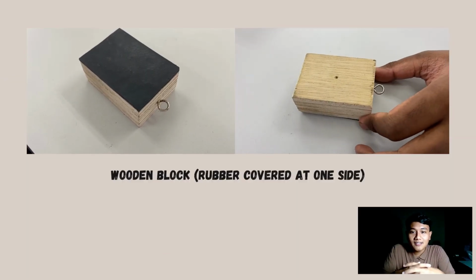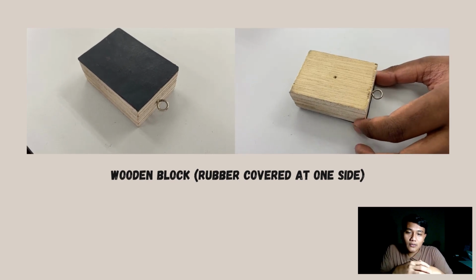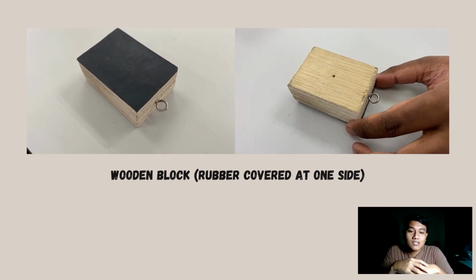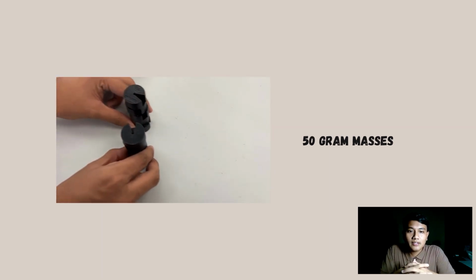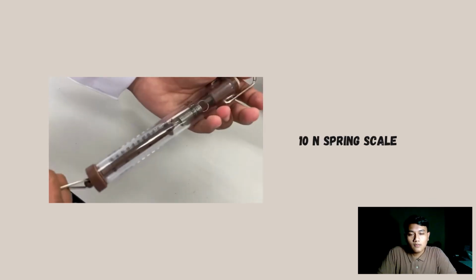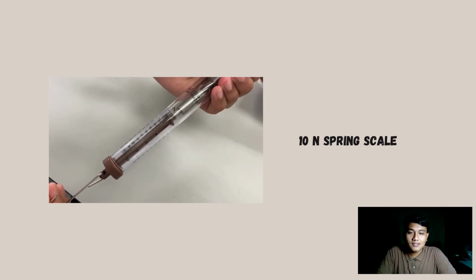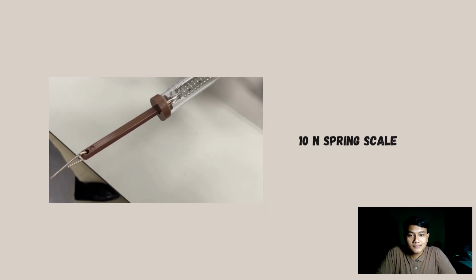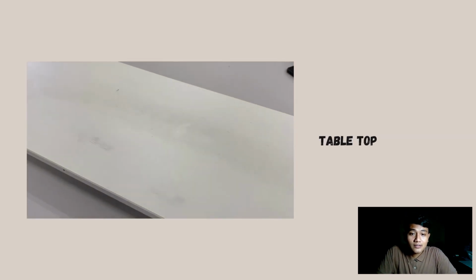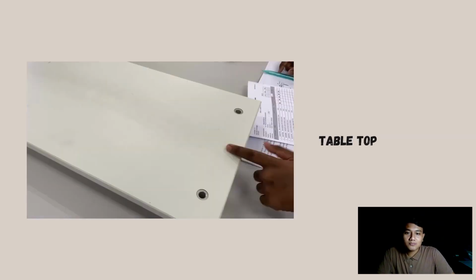For apparatus, this is a wooden block with rubber cover at one side. For the second apparatus, this is a 50-gram mass. For the third apparatus, this is a 10 Newton spring scale. And for the last one, this is the tabletop.